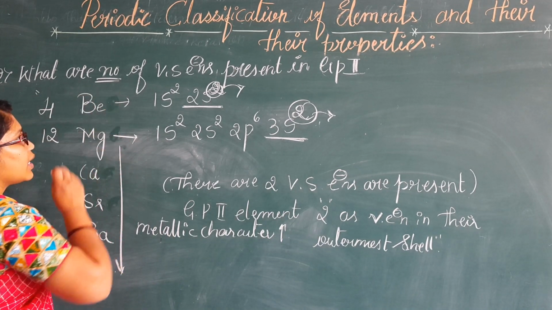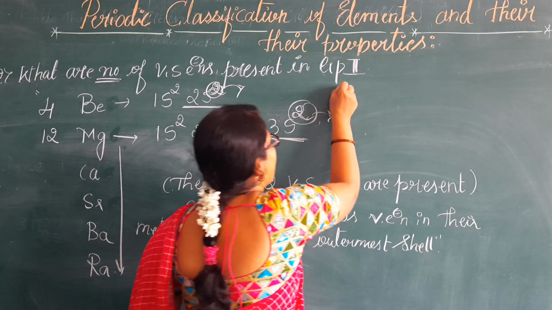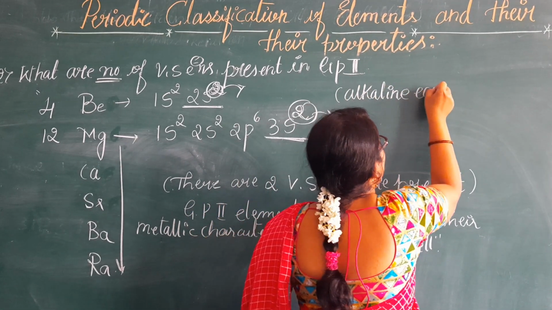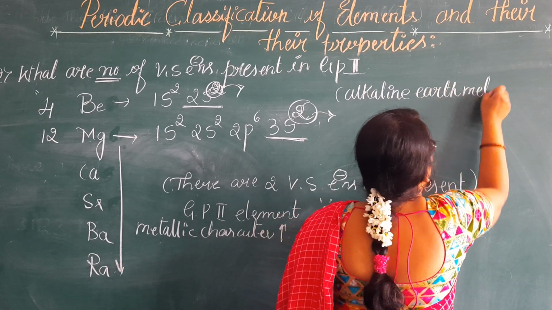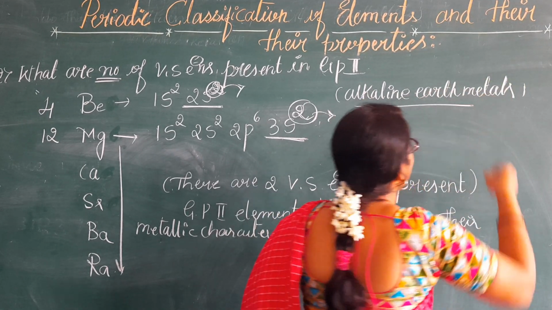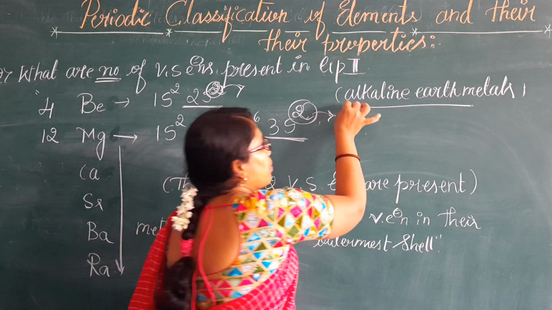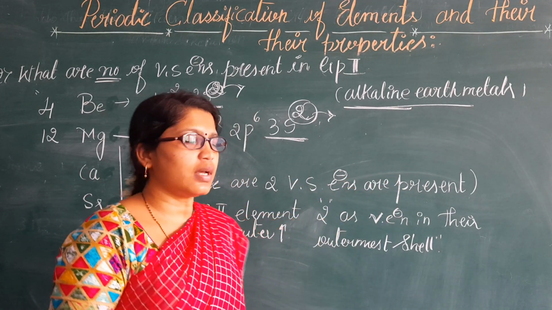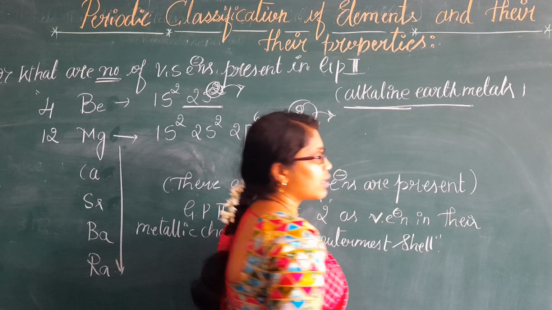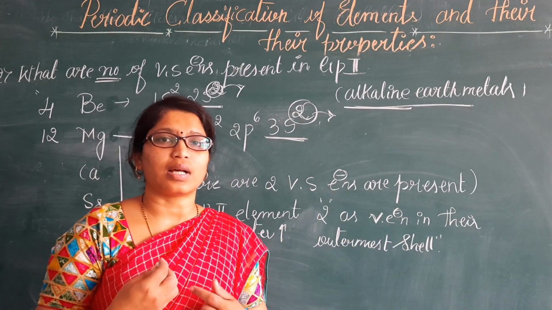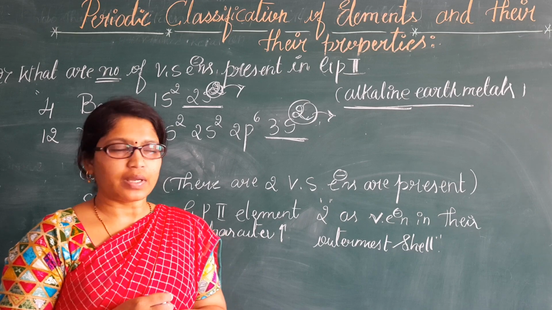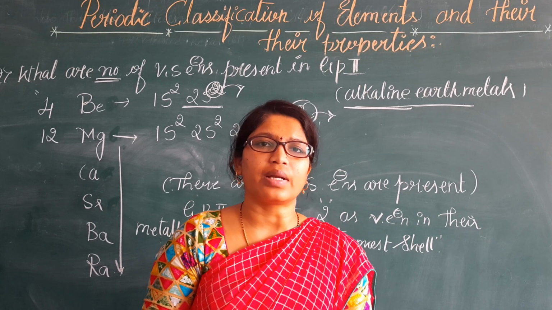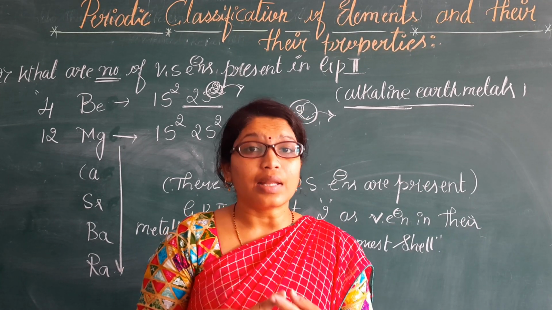Group 2 elements, they are all considered as alkaline earth metals, because they are found in the earth's crust and they are basic in nature. Alkaline denotes they are very much basic in nature, and they are found in the earth's crust. So they are all considered alkaline earth metals. Fine. All alkali metals are also basic in nature. Group 1 metals are called alkali metals.